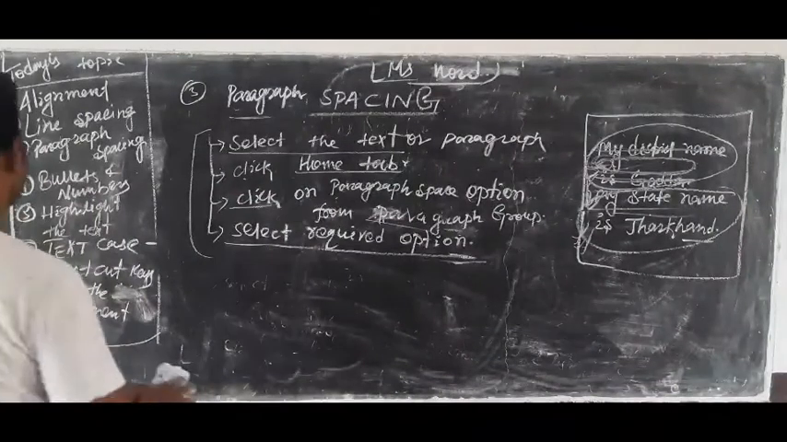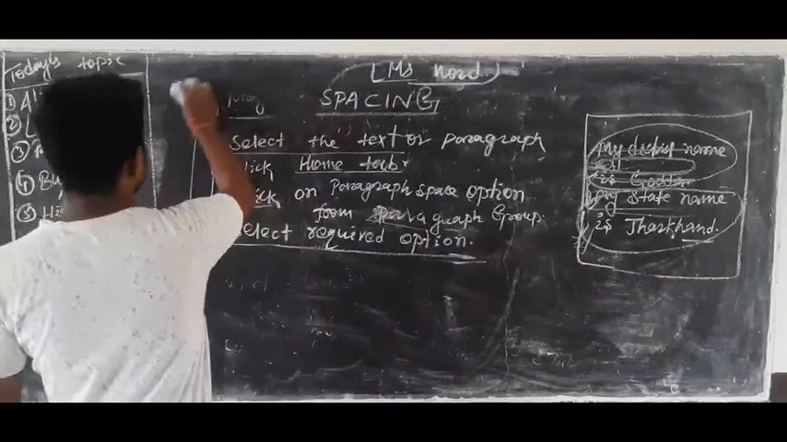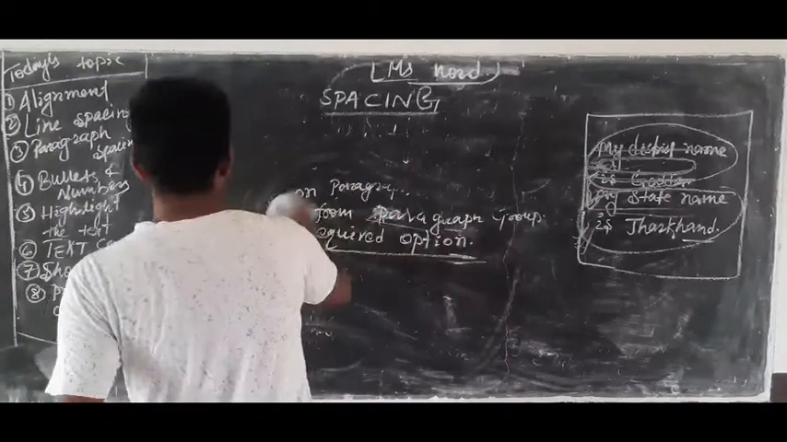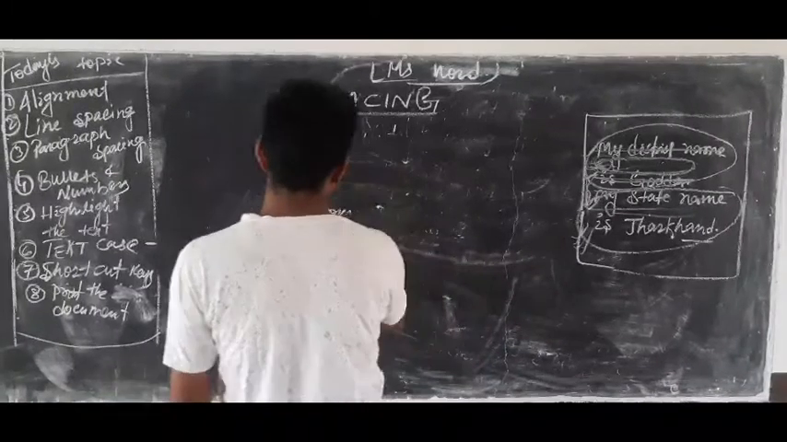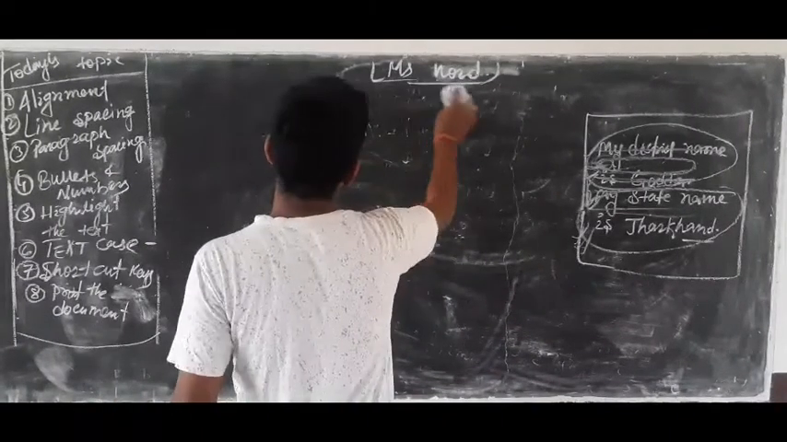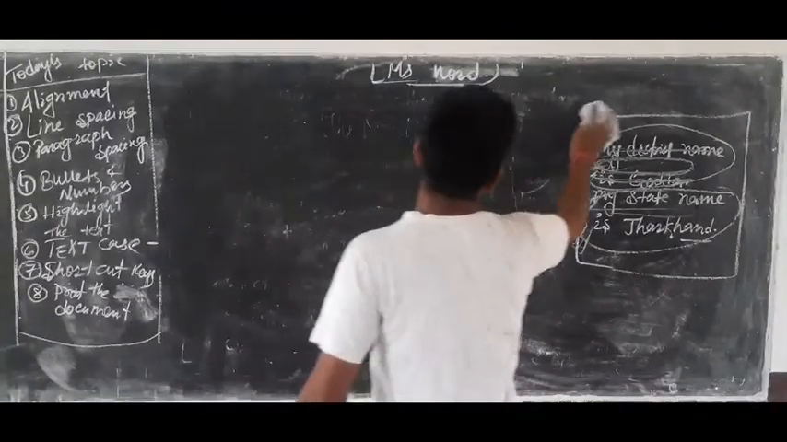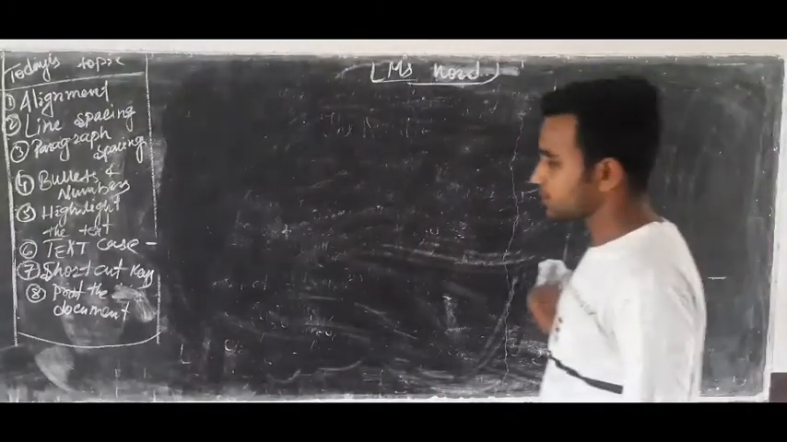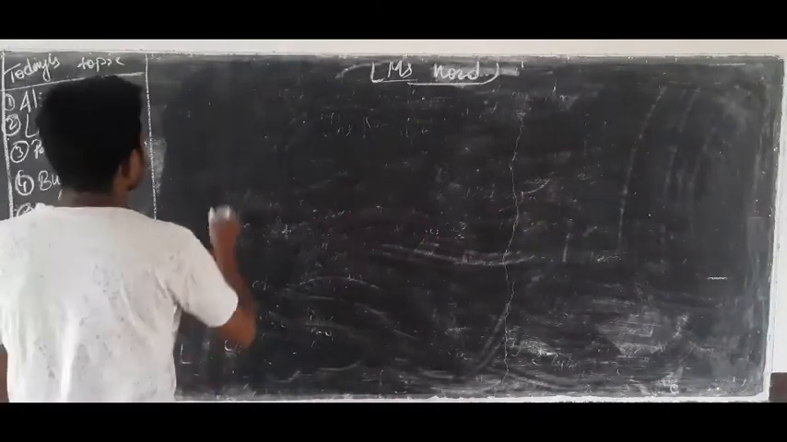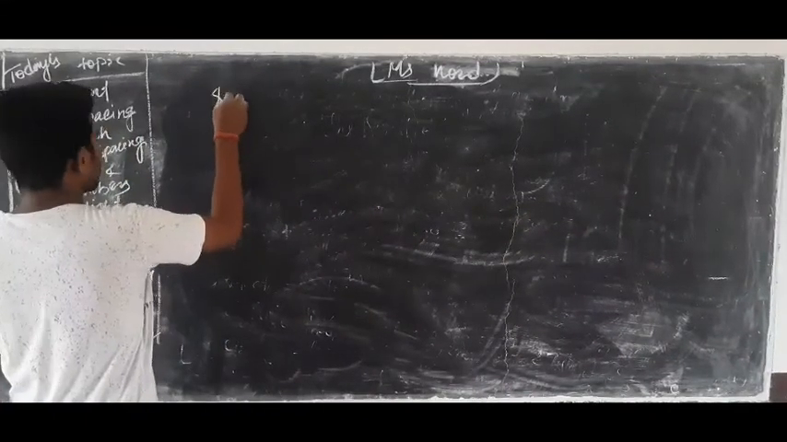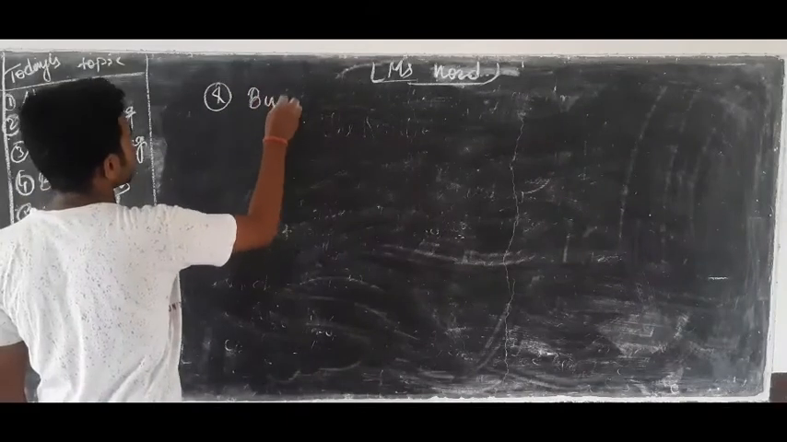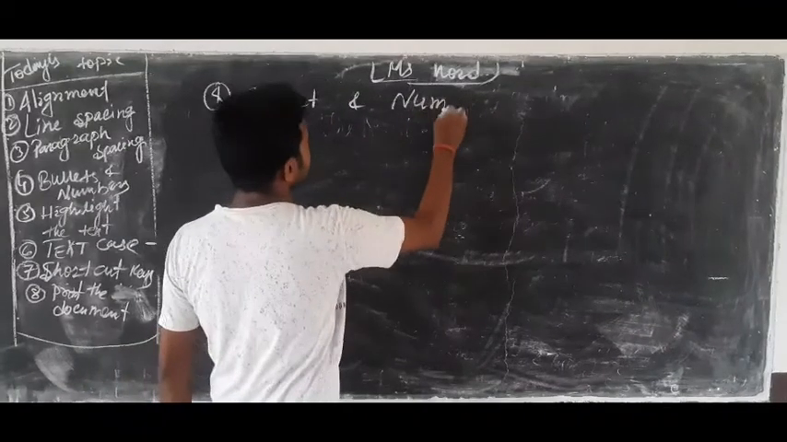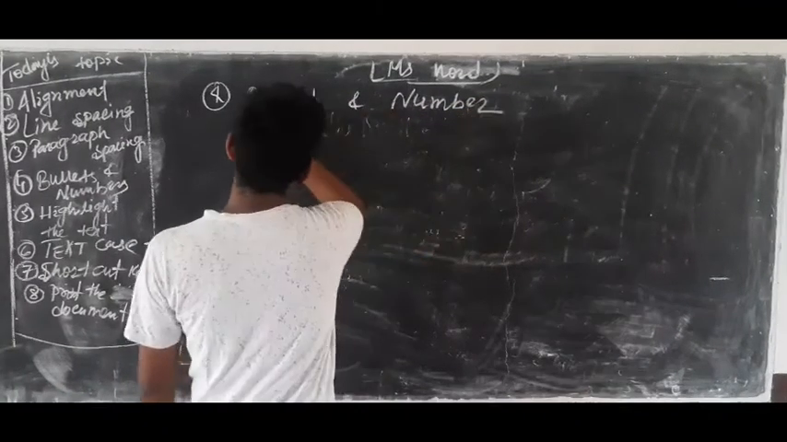Next thing is bullets and numbers. So first of all, know about the bullets and numbers. Numbers mean 0, 1, 2, 3, 4, 5, 6, 7, 8, 9, 10. I'm writing now. Topic number 4: bullets and numbers.